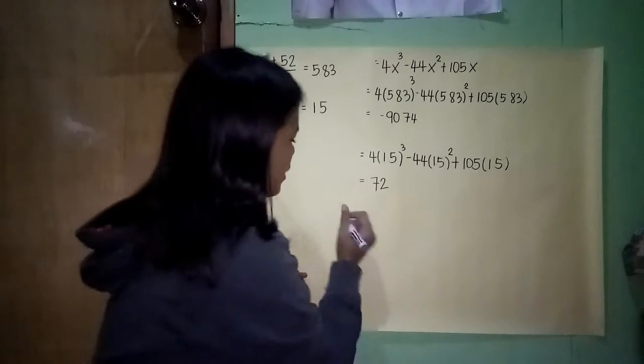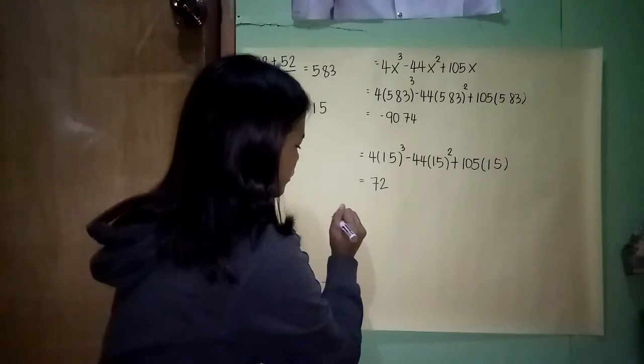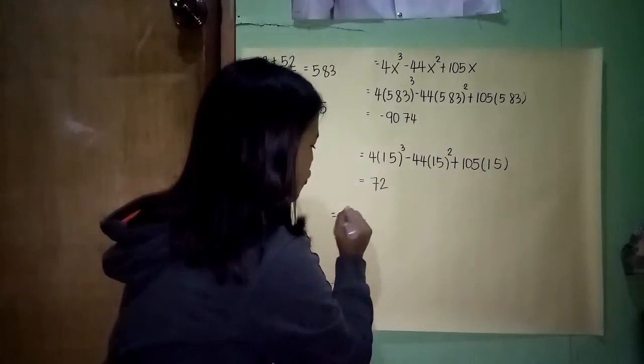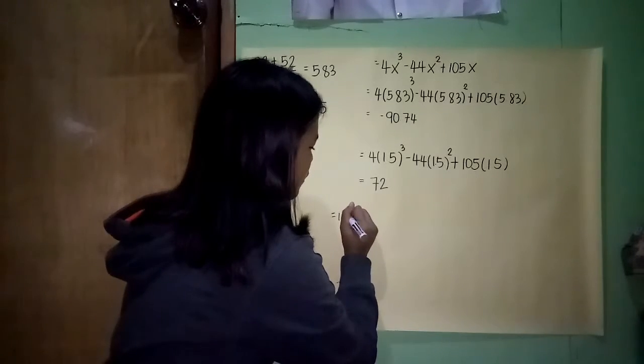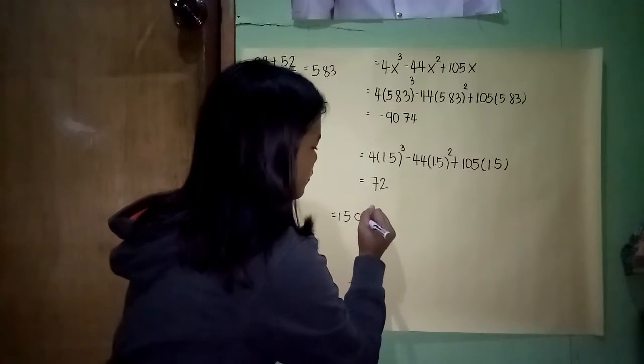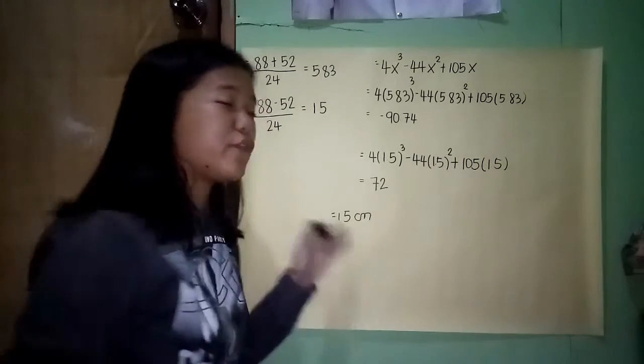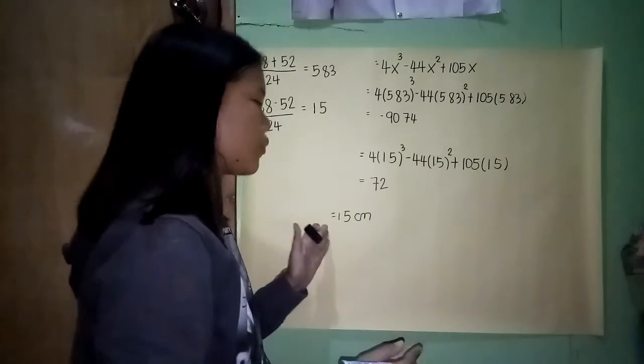So our final answer would be 1.5 centimeters, since we are looking for the edge length of our cutout squares.